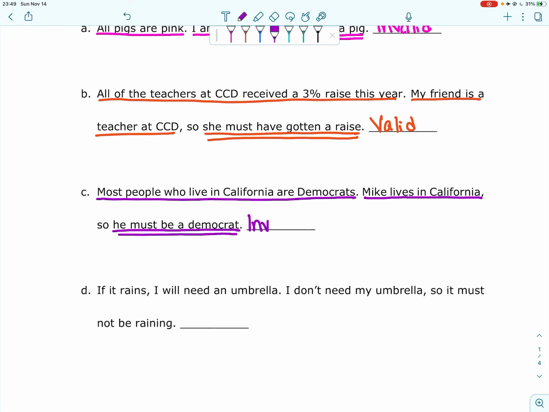This one is invalid because it doesn't say all the people that live there are Democrats. Mike could be part of the people that are not most people. Most people is not all the people. So we cannot conclude that just because Mike lives in California, that makes him a Democrat.